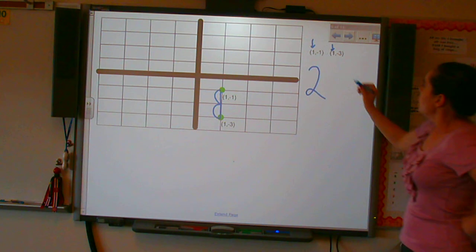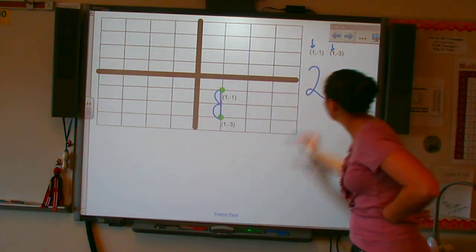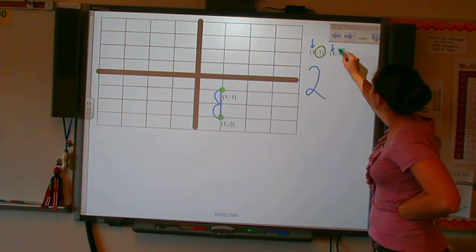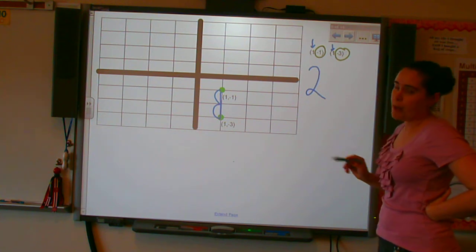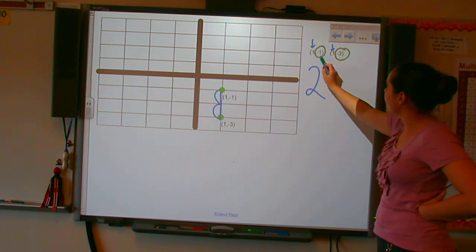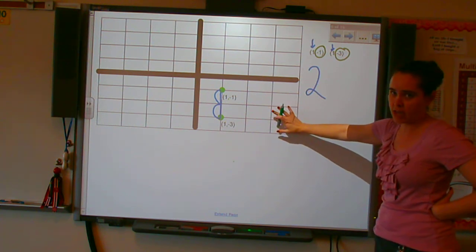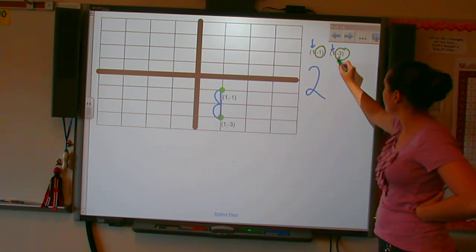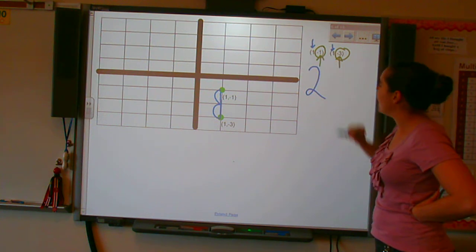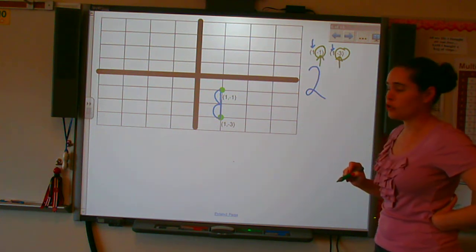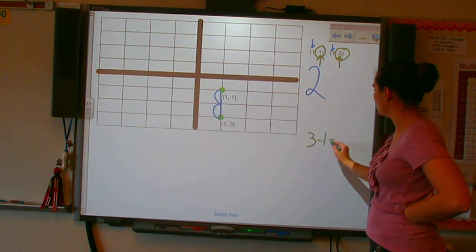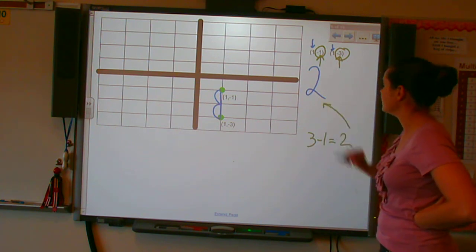Notice I have a -1 and a -3. Because both of these numbers were negative, it tells me they're in the same quadrant, which means I can look at the numbers 3 and 1 and find the difference between those 2 numbers. 3 minus 1 is 2. The distance is 2.